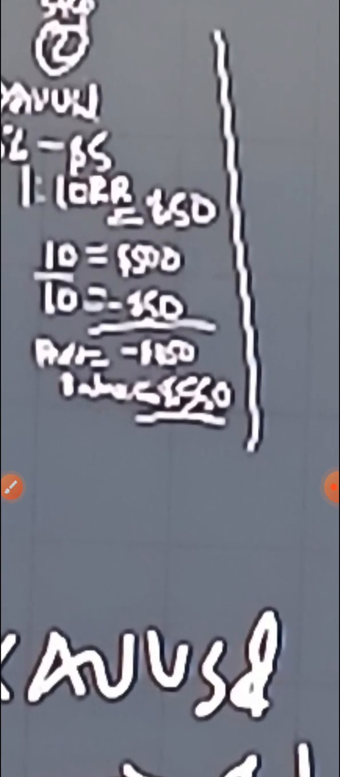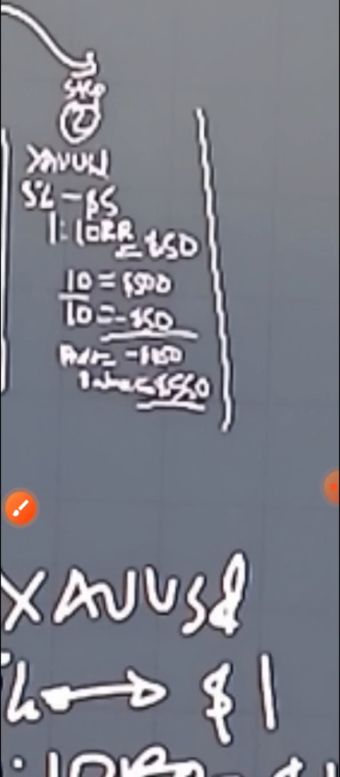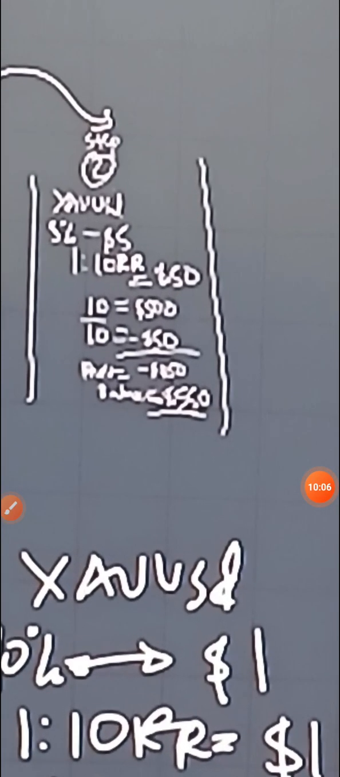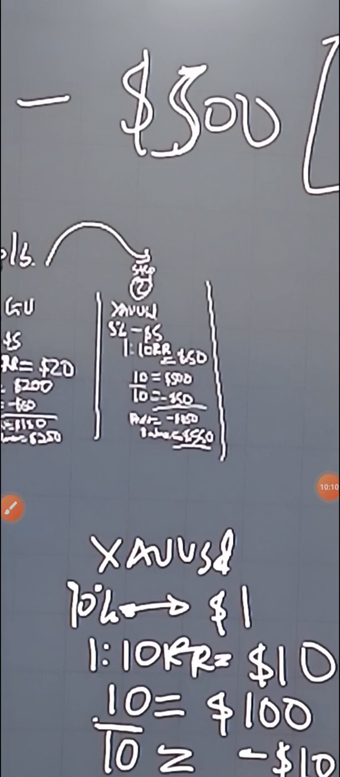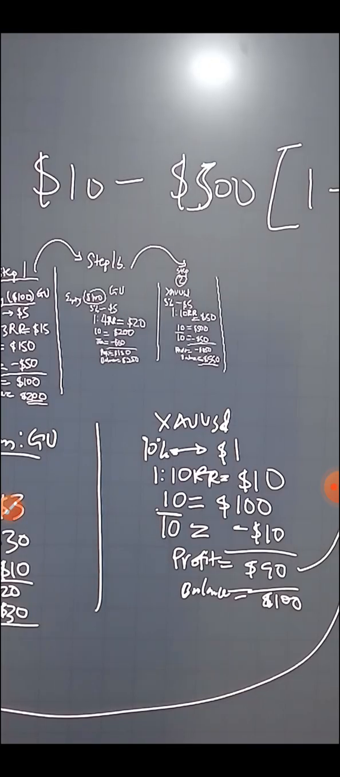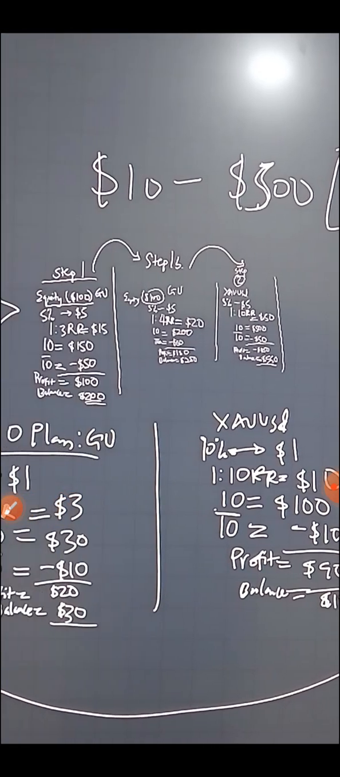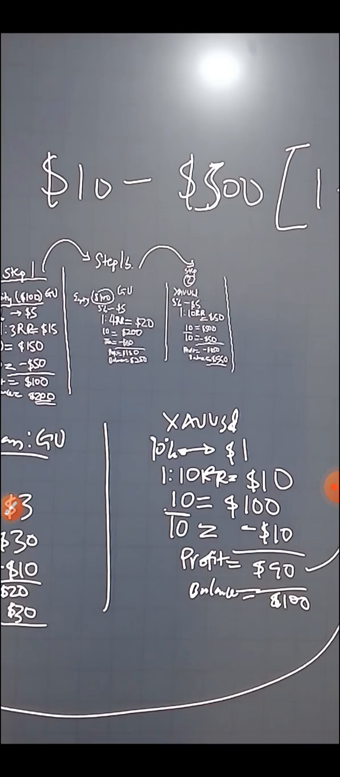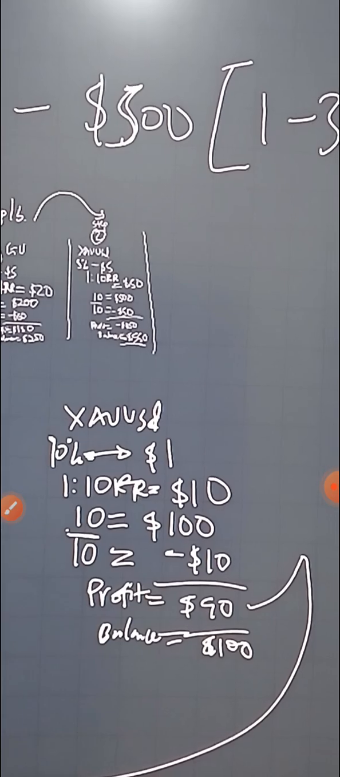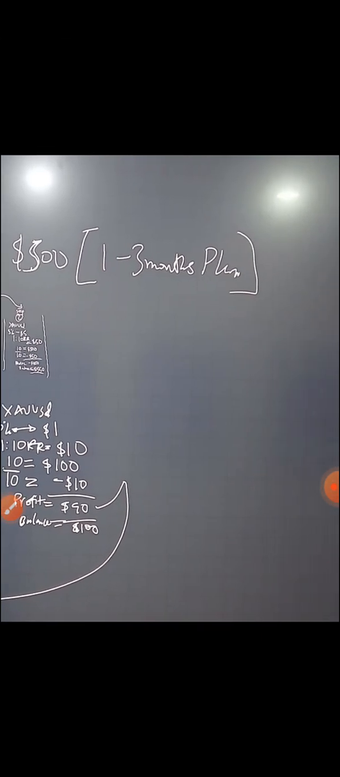So from here our profit will actually be $450, while our total balance will now be $550. So we can see now that we started off from a $10 account, trading GU or gold, and then we scaled to $100, and from $100 we were able to conveniently scale up to $550.